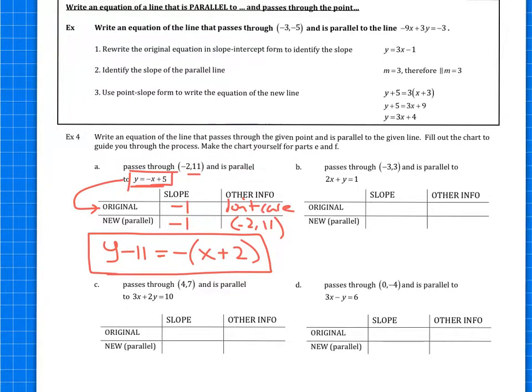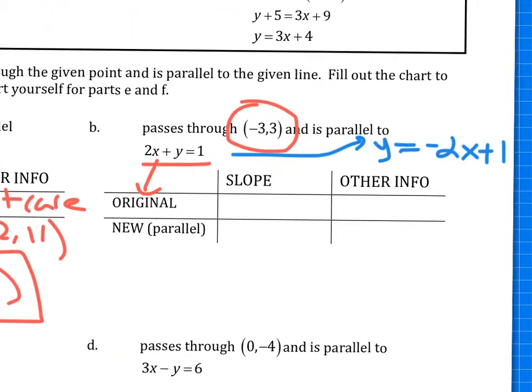In part B, let's look at that one. I'm going through the point (-3, 3), and I want to be parallel to 2x + y = 1. Okay, so that's my original line, except if I want to find the slope, I better transfer it into slope-intercept form. So that would be subtracting 2x from both sides, and I would get y = -2x + 1. Okay, so zoom in here. My slope of that is now -2, and my other info, again, I don't care. On my original line, I don't care about anything other than the slope.